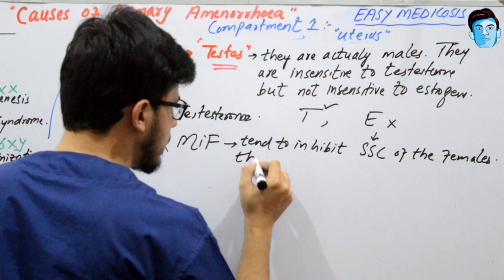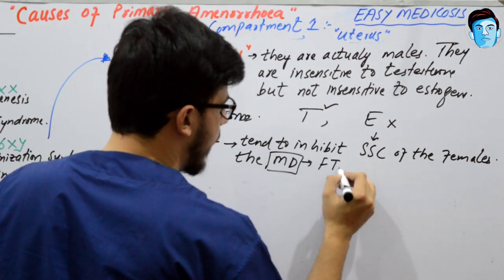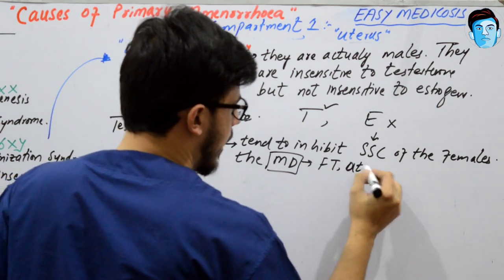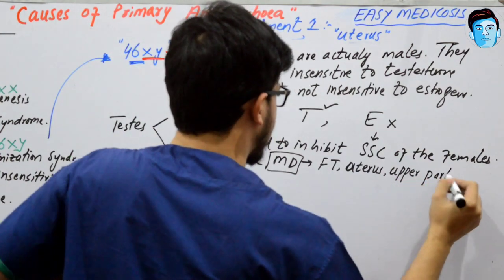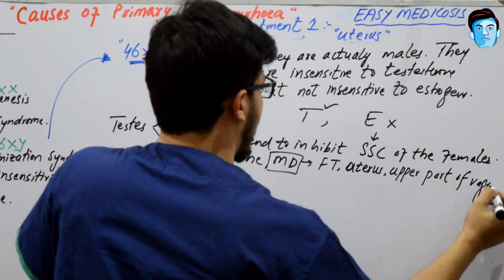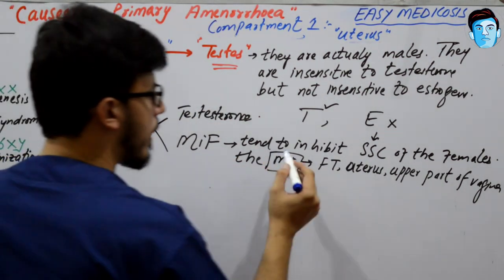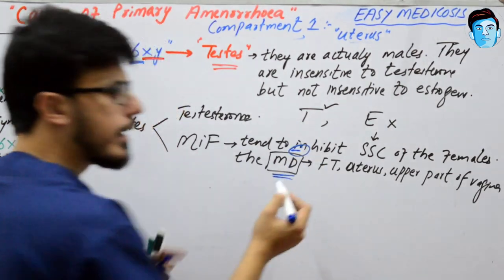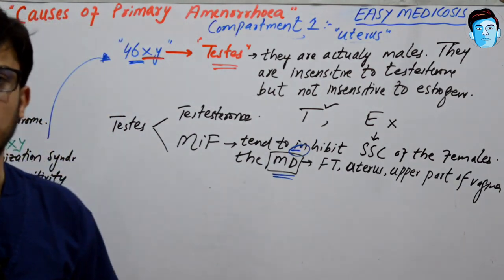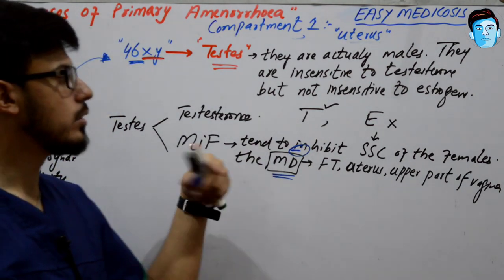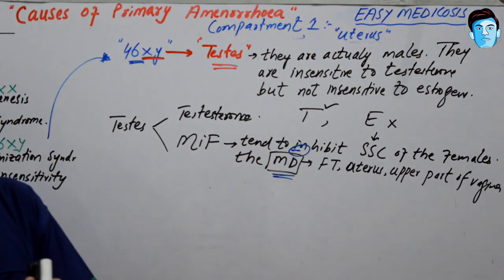Mullerian duct. And what is the main function of the Mullerian duct? It helps in the formation of the fallopian tube, the uterus, and the upper part of the vagina. So in this condition, the Mullerian inhibiting factor is going to inhibit the Mullerian duct. If the Mullerian duct is absent, the formation of the fallopian tube, the uterus and the upper part of the vagina will be absent. So the gonads will likely differentiate into testes in this condition.